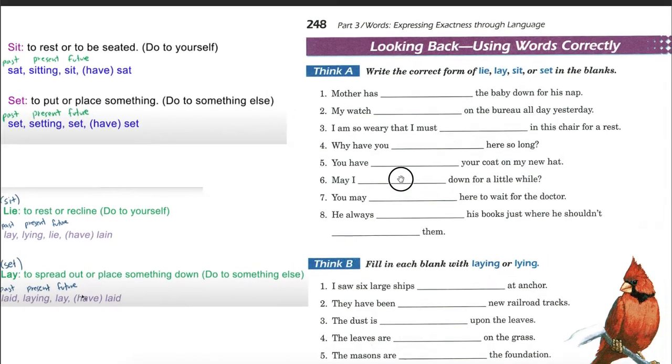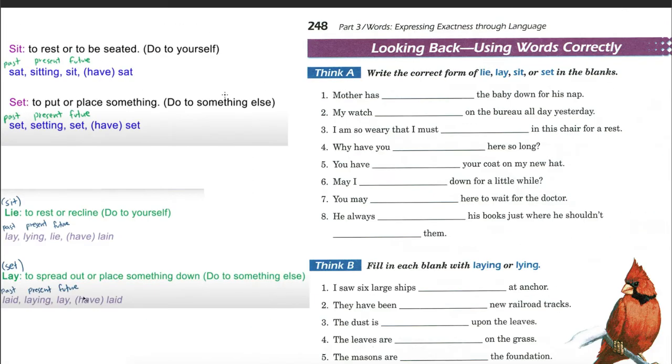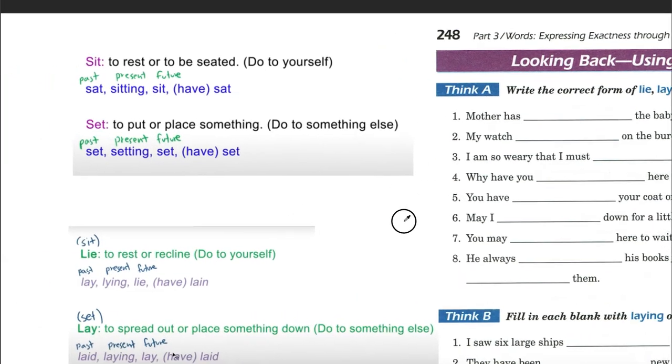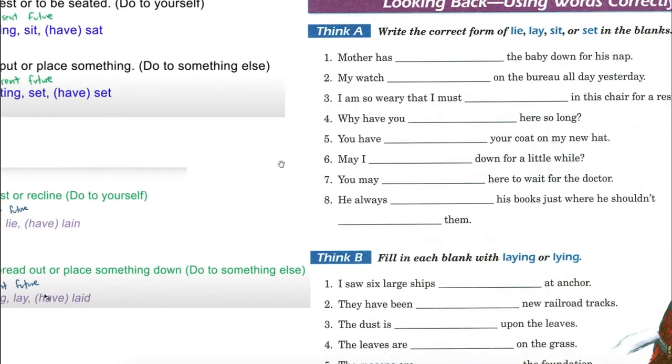All right. So let's see here. Next one. So think A. Write the correct form of lie, lay, sit, or set in the blanks. So just in case you forgot the difference between those 4 words, I have it here. We've done a lot of this already, so hopefully this will help you. Let me zoom in a little bit more. So you guys might want to pause the screen and reference it as you do think A.